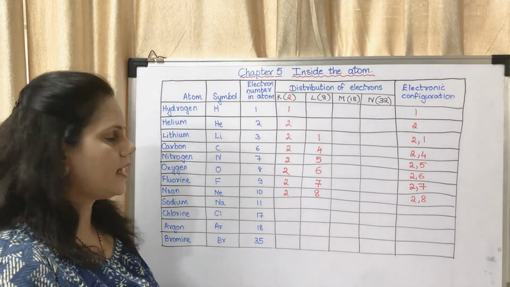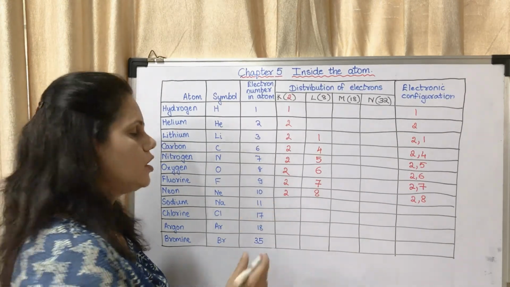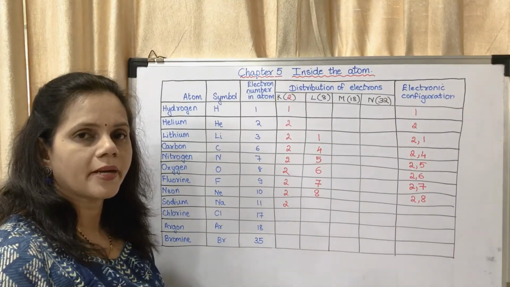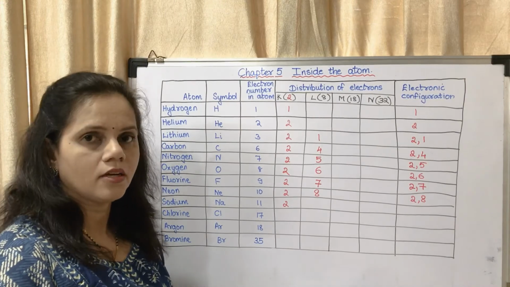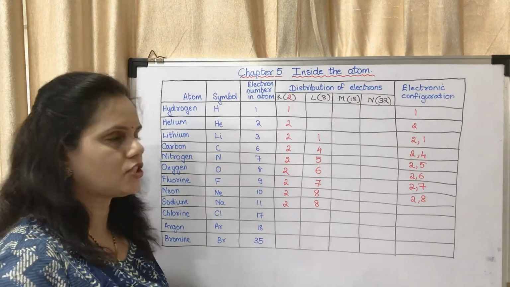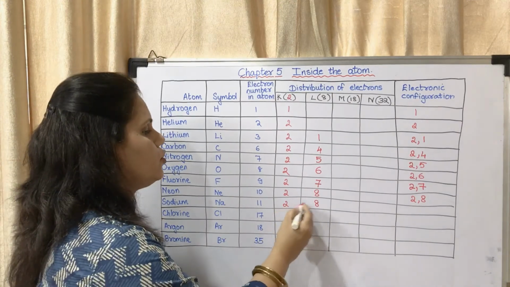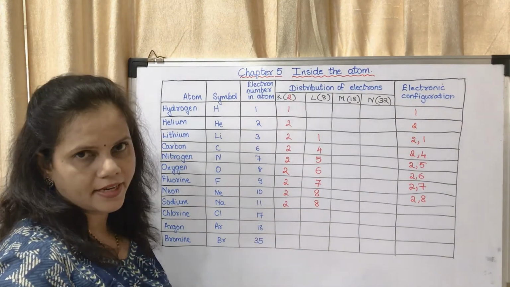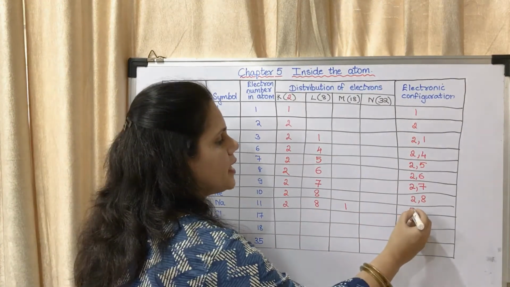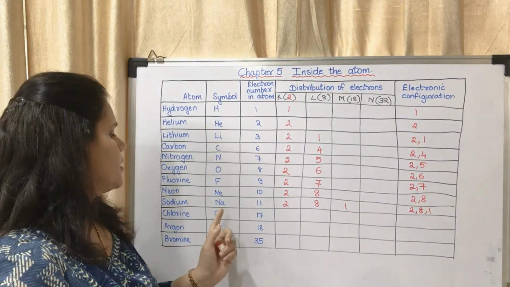Now the next one, sodium. Number of electrons, 11. So how many in the first shell? 2. How many are remaining? 11 minus 2, 9. 9 are remaining, but only 8 could be accommodated in the L shell. So 8 are accommodated in the L shell. 2 plus 8 is only 10, and this is 11, so 1 is remaining. That 1 will be accommodated in the next shell. So what will be its electronic configuration? 2, 8, 1.